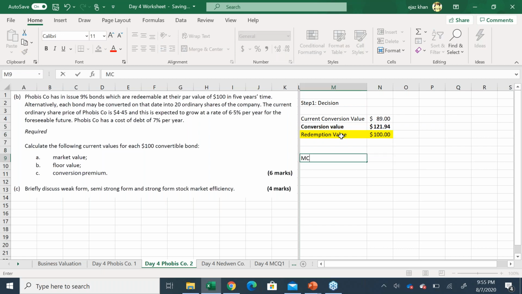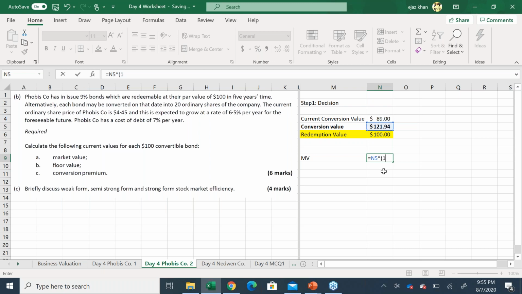So the market value will be equal to, look at this, the present value of the conversion value, because this is the higher one, and we have to take the present value of this. So we have to multiply it with a discount factor, and the discount factor should be of this cost of debt, 7%. We should take this as a discount rate. We should take a discount factor, because this is a one-off payment. This is a one-time payment. So for a one-time payment, we always use discount factor.